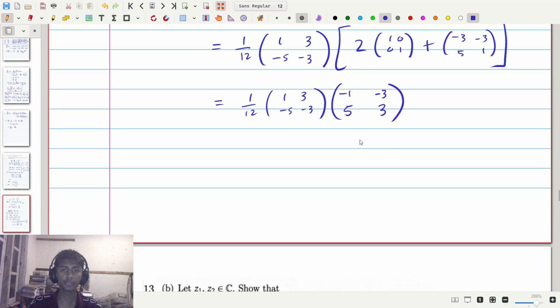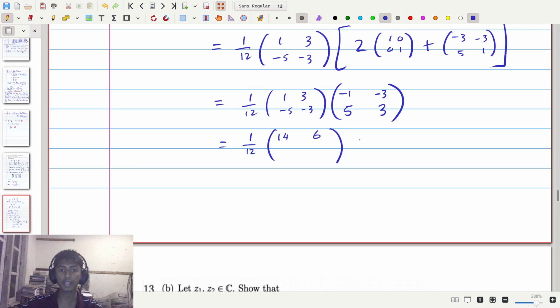Now with this what we can do is to multiply them together, and we can see we get 1 over 12 times a 2 by 2 matrix where the first element is going to be equal to row 1 column 1, so row 1 times column 1 which is 1 times negative 1 and 3 times 5. So we had negative 1 and plus 15 which is equal to plus 14, so 14. The next element here is row 1 column 2, which is going to be 1 times negative 3 and 3 times 3 which is minus 3 plus 9 which is equal to plus 6.